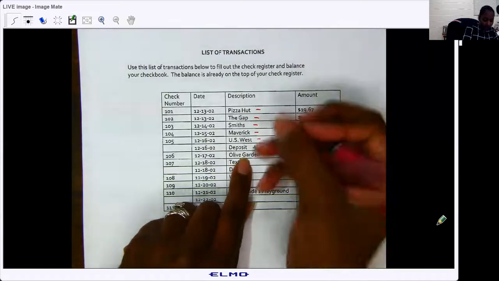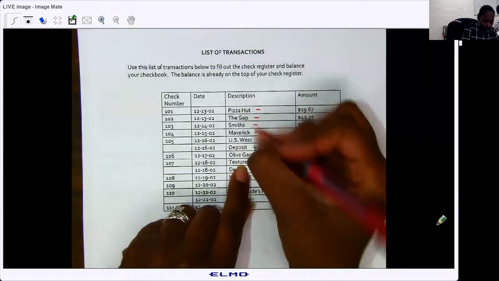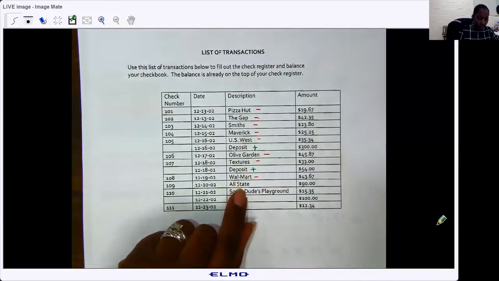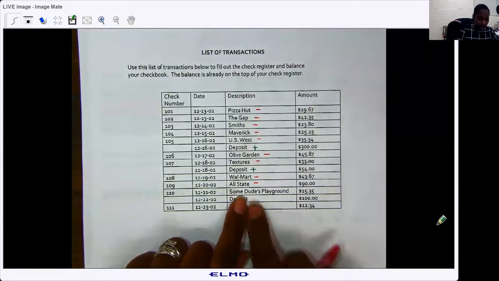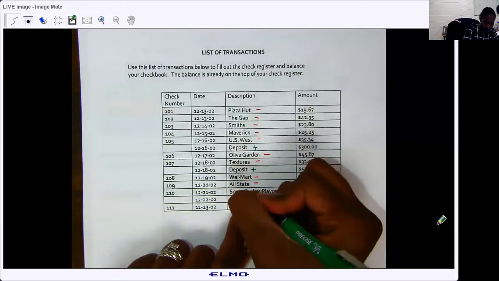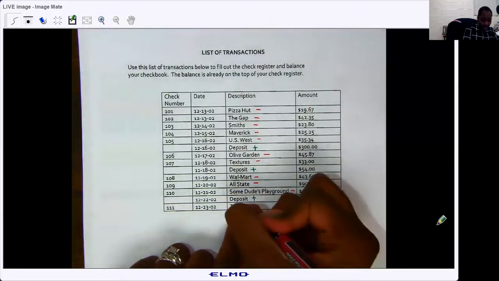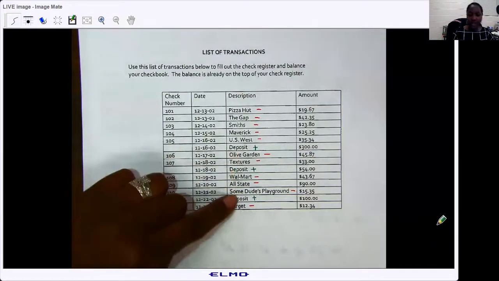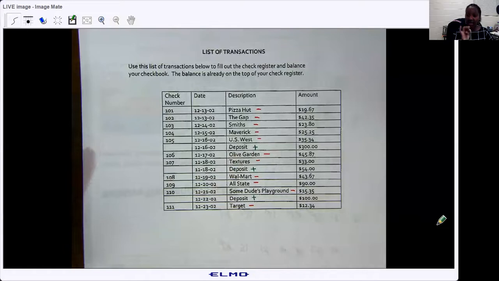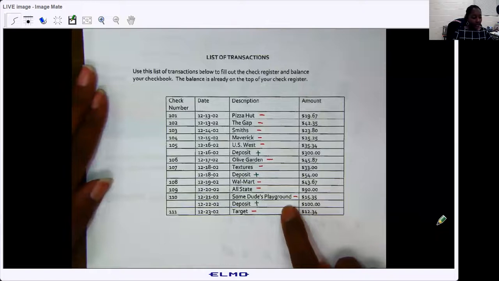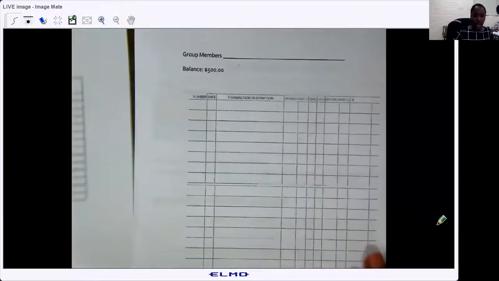I spent money at the Olive Garden. I spent money for textures. Here goes another deposit. So that's going to be an addition. I spent money at Walmart, at Allstate, some dude's playground. I made another deposit. So that's going to be a plus. And then I spent some money at Target. So it looks like I did a lot of spending here, but I do have 3 transactions where I deposited money, meaning I added money to my account. So it's good to go through to see which ones you need to add and which ones you need to subtract. Now we're going to go over here to our check registrar.